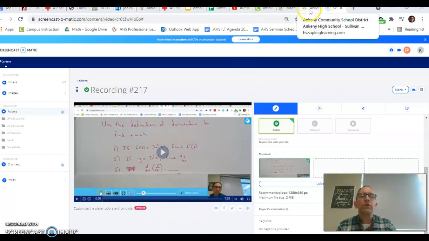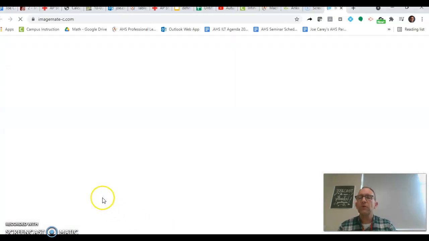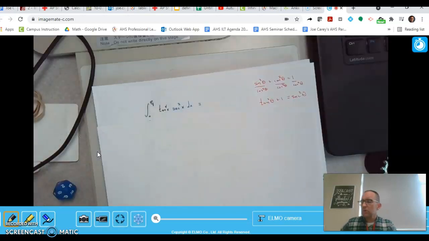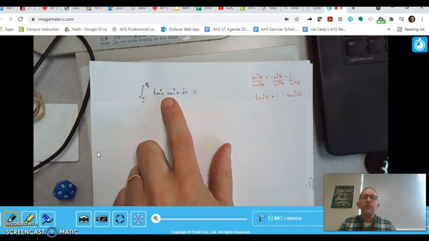So the problem that we're going to look at is finding the antiderivative of tangent to the fourth x secant cubed x dx. And we're going to look at doing that from a definite integral standpoint, from the integral from 0 to pi over 4. So this is the question that we see right here.